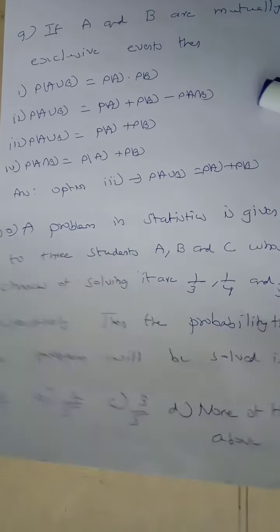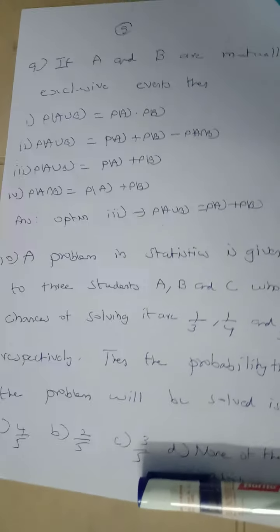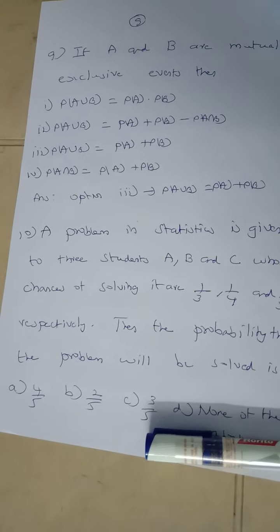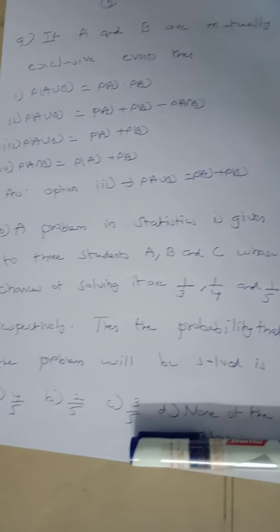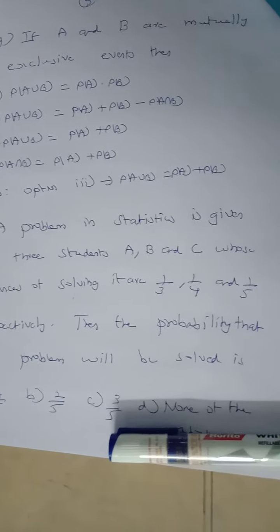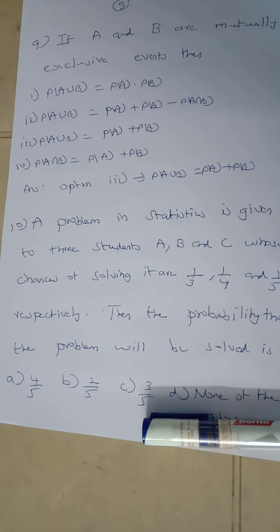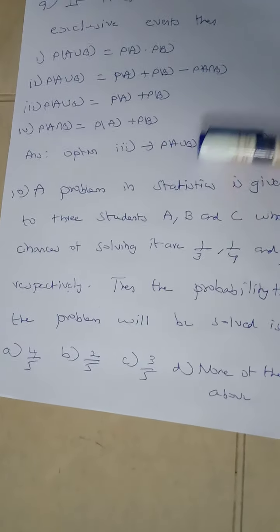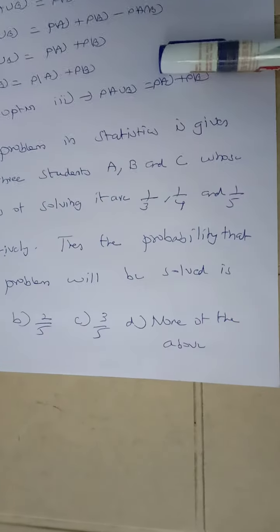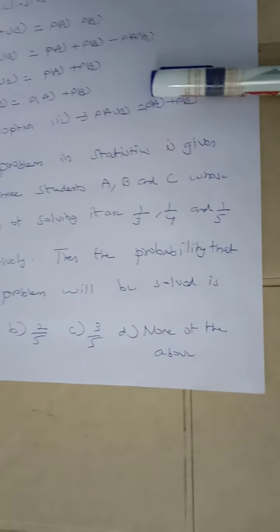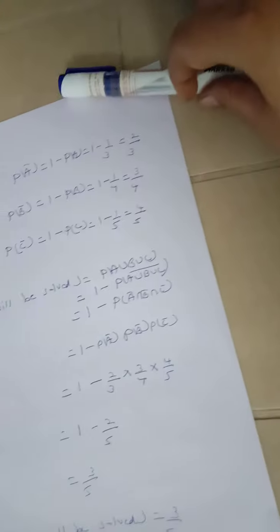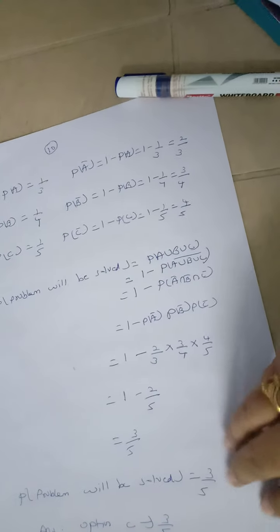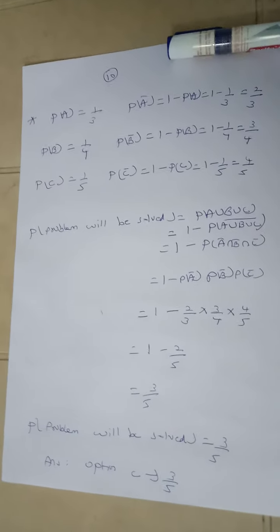Question number 10. A problem in statistics is given to 3 students A, B and C, whose chances of solving it are 1 by 3, 1 by 4 and 1 by 5 respectively. Then the probability that the problem will be solved is option A 4 by 5, option B 2 by 5, option C 3 by 5, option D none of the above. The probabilities of solving the problem for A, B and C are given. We need to find the probability of solving the problem. The problem can be solved either by A or by B or by C.